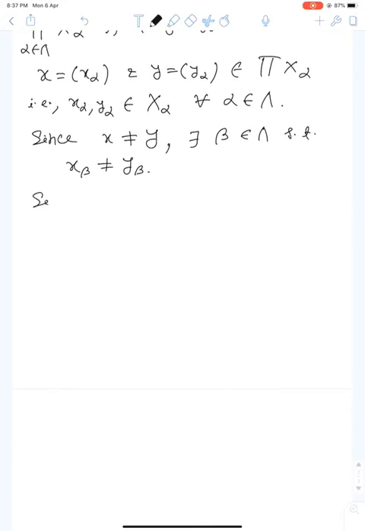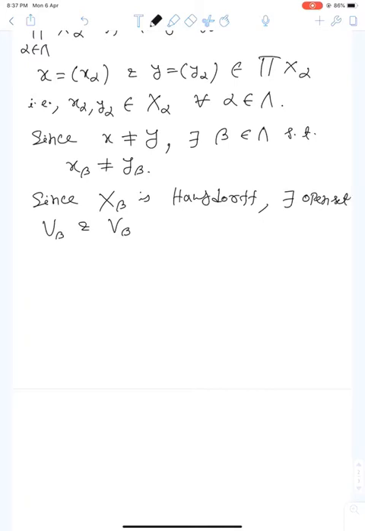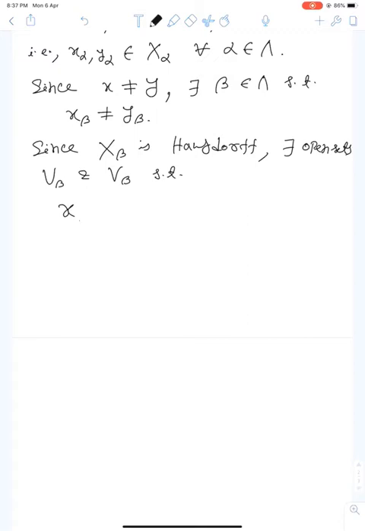Now since X beta is Hausdorff, there exist U beta and V beta open sets such that x beta belongs to U beta, y beta belongs to V beta, and U beta intersection V beta is equal to empty. Right?